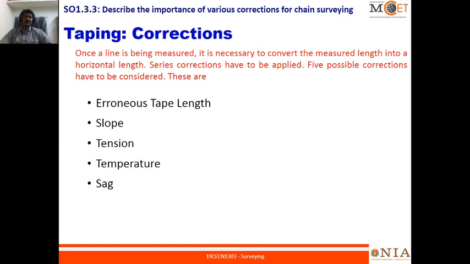And already we have discussed the fourth one, temperature. Based on the mean temperature and the standard temperature, the length of the chain may vary, since steel has the property of expansion and contraction, right? And sag will happen when the chain or tape is held in the air from end to end, so it may form a catenary shape. So these are all the errors that may happen and the corrections that have to be made.